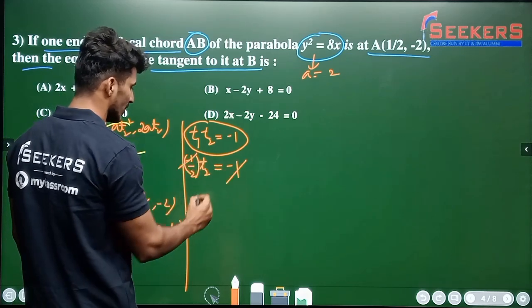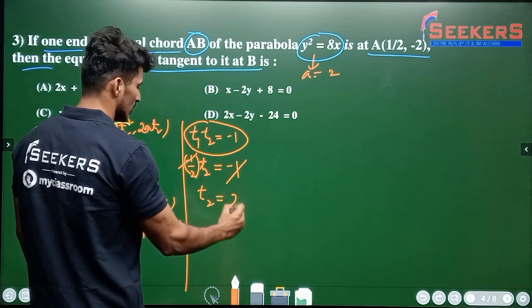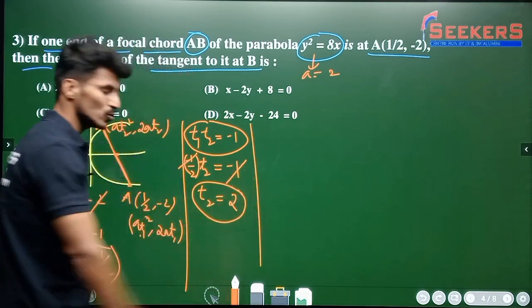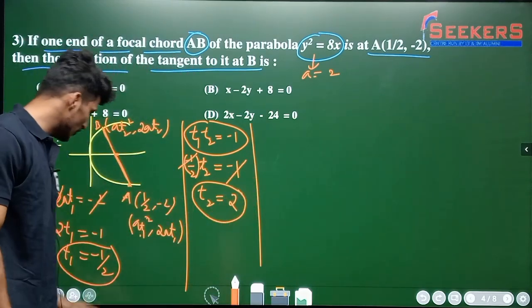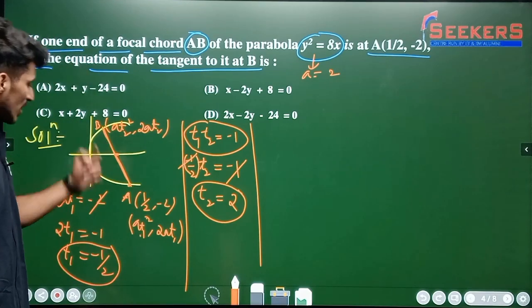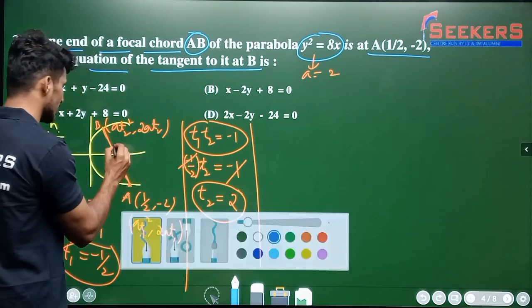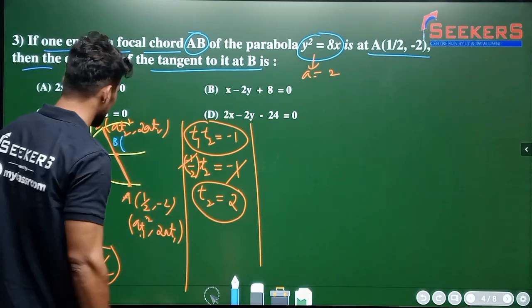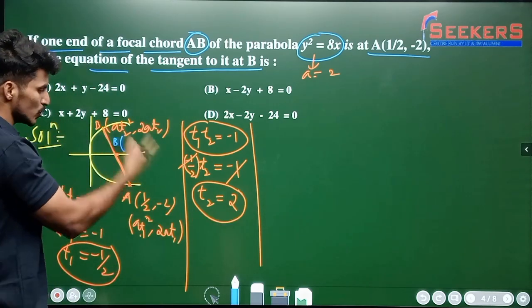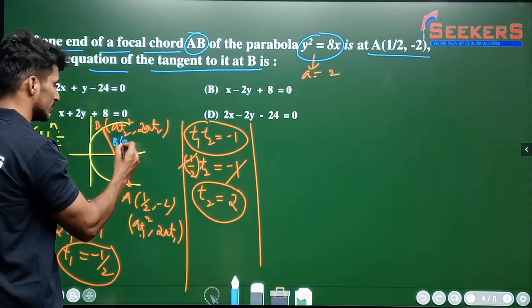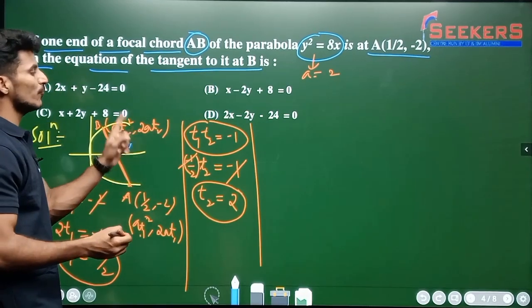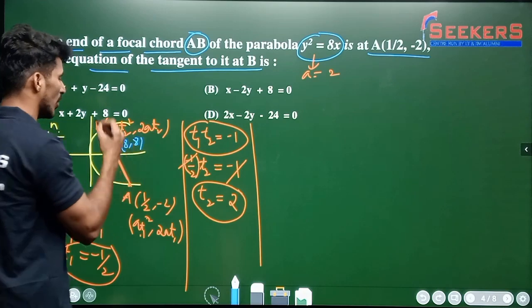So minus 1 will be getting cancelled. t2 is going to be 2. t2 value I got as 2. Alright, so I found t2 value and t1 value. So now we'll find out the coordinates of B. What are the coordinates of B here? a value is 2 here, and 2 t2 square. t2 square is 4, 4 into 2, 8. So 2 into 2, 4, 4 into 2, 8. So point B I got.